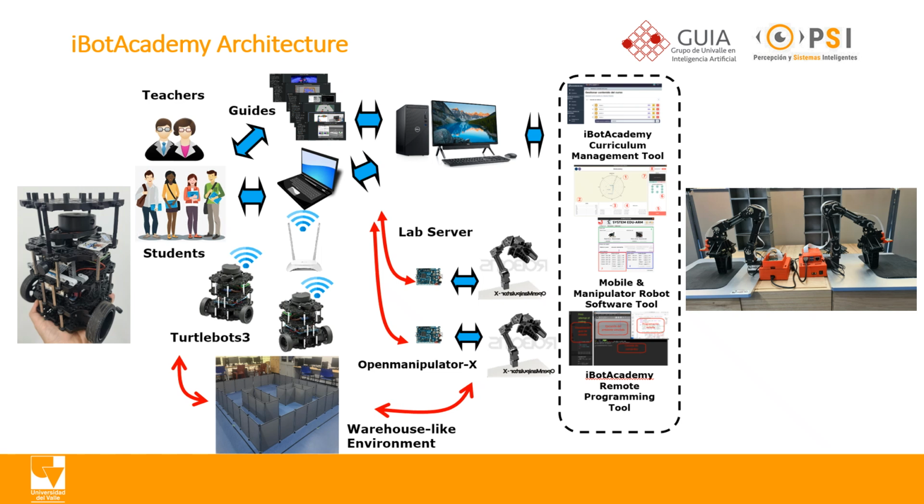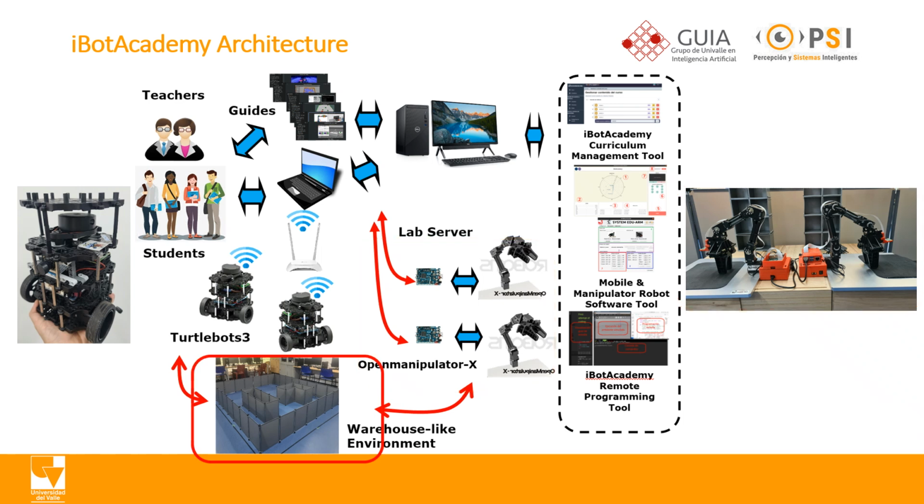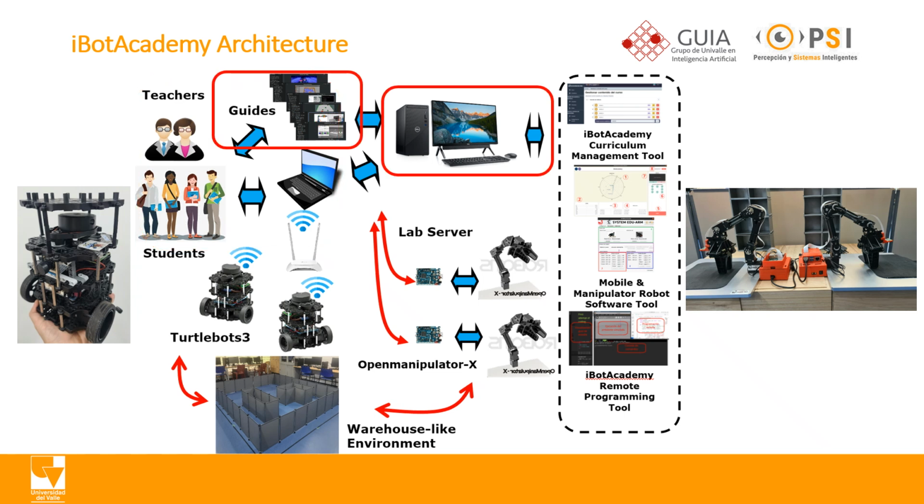iBotAcademy Learning Environment has the following structure. It includes 2 mobile robots, 2 manipulator robots, a warehouse-like environment. Students and teachers perform the learning path using simulations and real robots, and the problem-based methodology. Finally, the iBotAcademy software suite is executed in the PC Lab server.